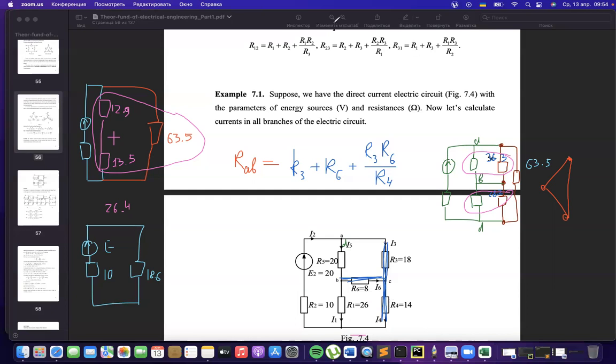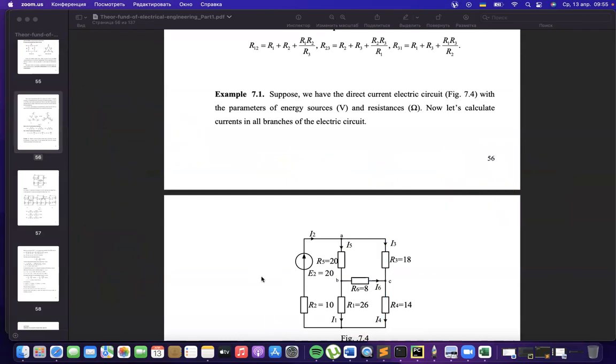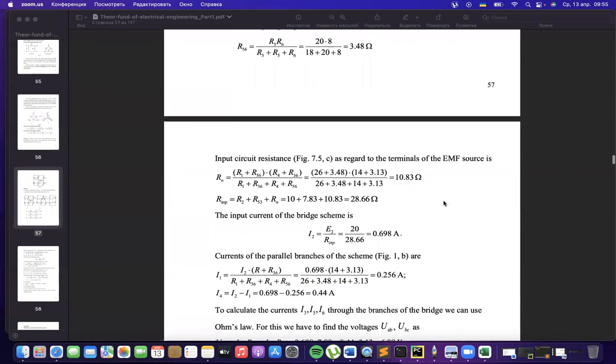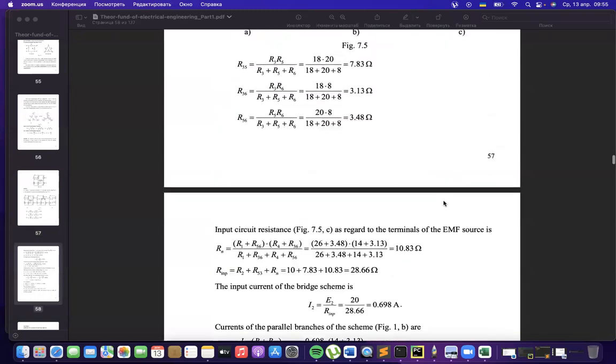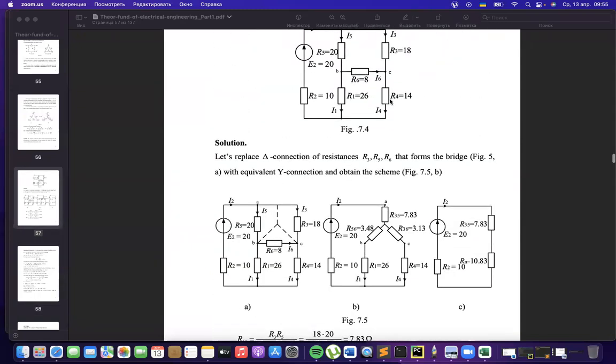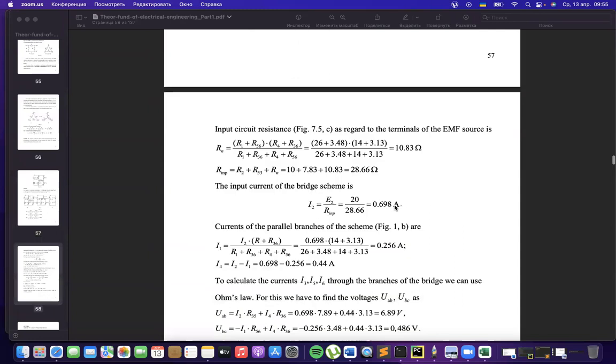Okay, then let's think that everything is clear. Let's move further. This is a continuing of the example.